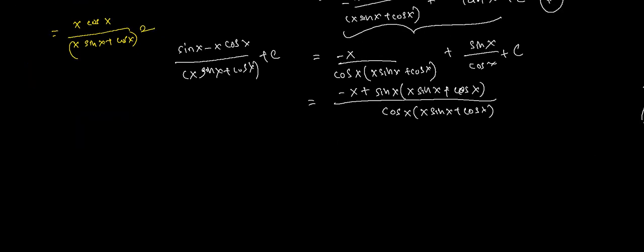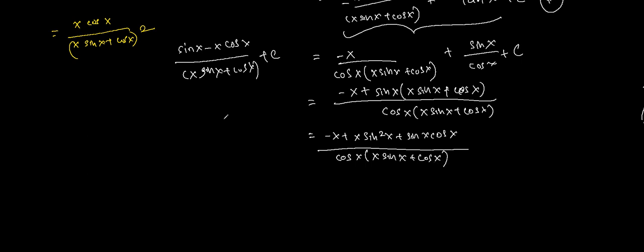All right, cool. We expand the numerator out. So there will be x sine square x plus sine x cosine x over cosine x bracket x sine x plus cosine x. So the next thing, because we want to compare from here to here, the answer doesn't have a cosine x. So what we do is that we need to factorize the cosine x out in the numerator part so that we can cancel, and then we get the answer here.